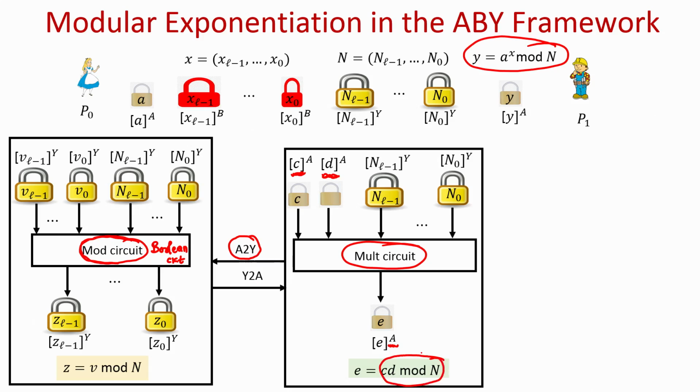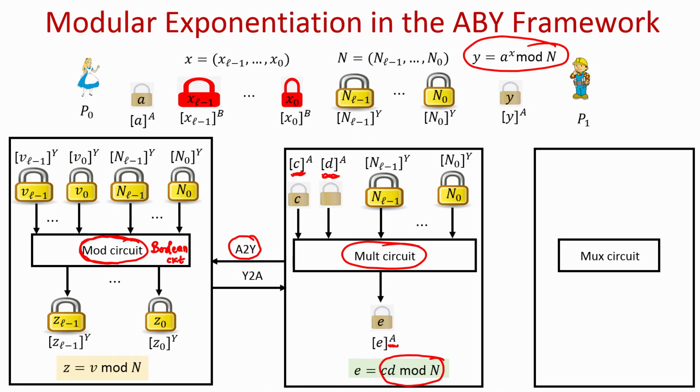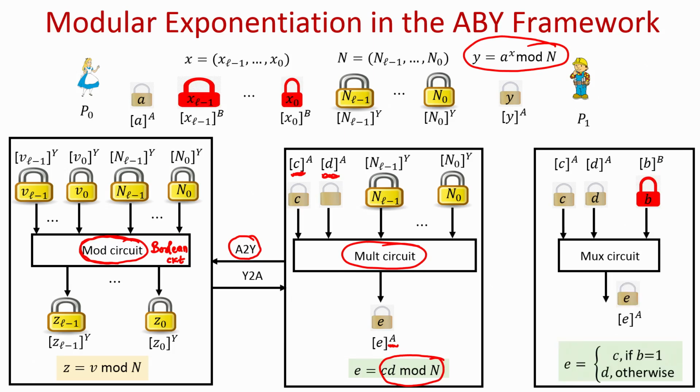Okay. And then we will also require a multiplexer circuit, and the logic for this circuit will be the following. It will take two inputs C and D in the arithmetic representation and a bit B in the Boolean secret shared representation, and depending upon whether this selection bit B is 0 or 1, it produces either the output C or the output D in the arithmetic representation. So, that is the logic of this mux circuit, and where exactly will this mux circuit be invoked while securely evaluating the square and multiply circuit?